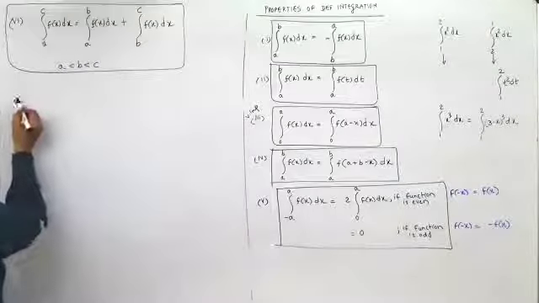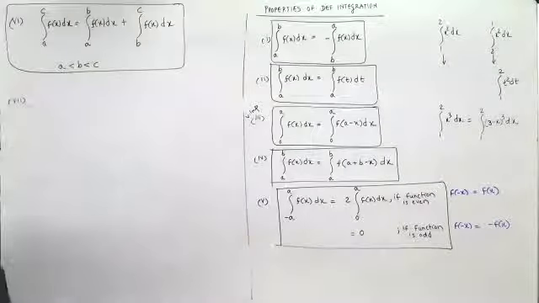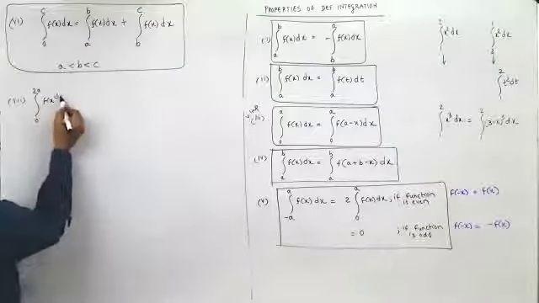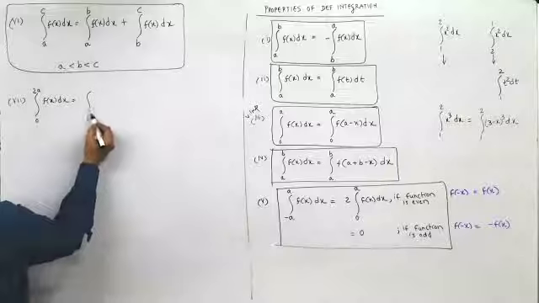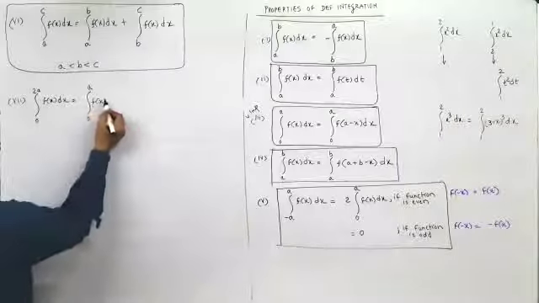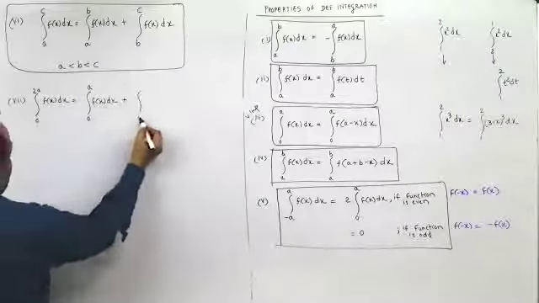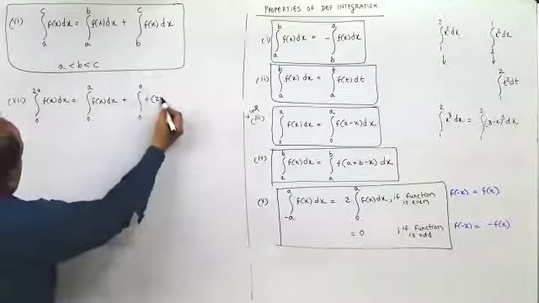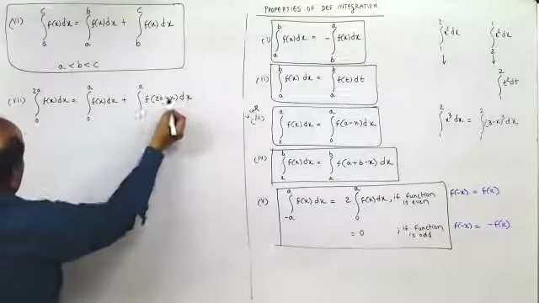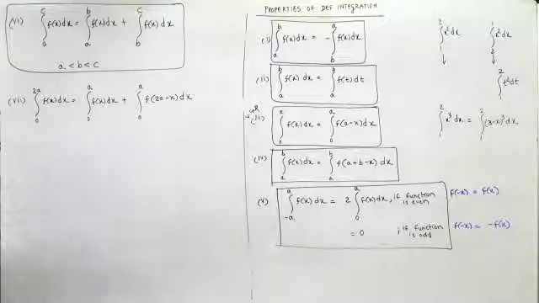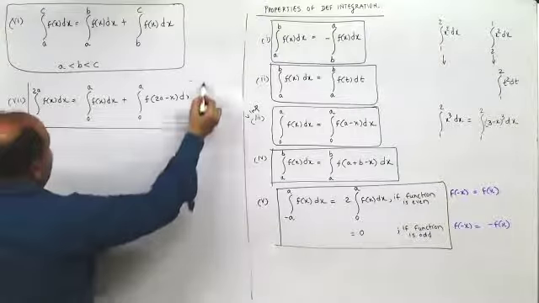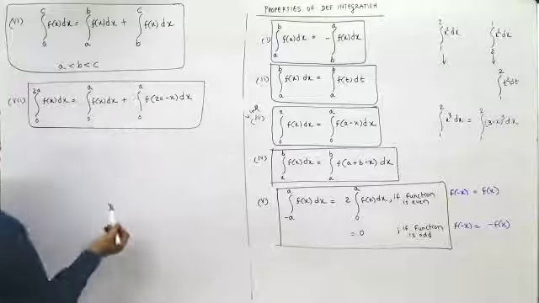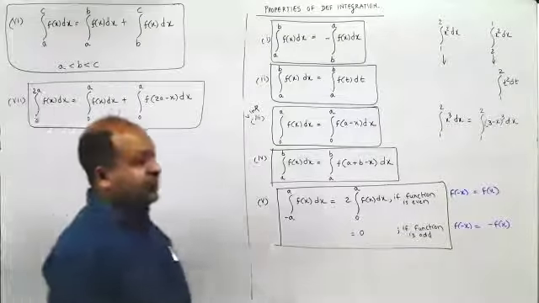The seventh property is where you are given integral from 0 to 2a of f of x dx, and that would be integral from 0 to a of the function plus integral from 0 to a of the function, but here instead of x you will have 2a minus x dx. So this would be a function where the limit becomes half. So this is one property. This is used in two specific problems.